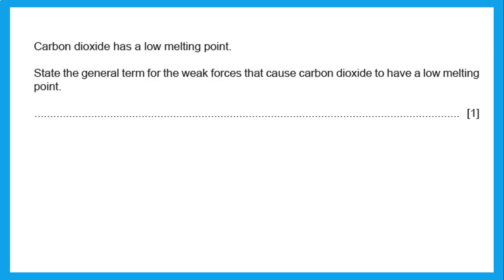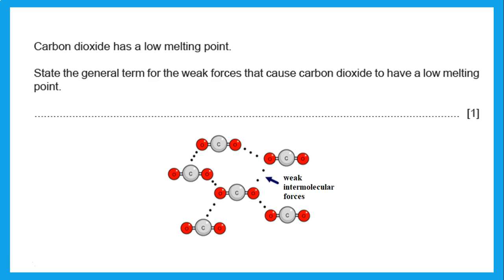This question says carbon dioxide has a low melting point. State the general term for the weak forces that cause carbon dioxide to have a low melting point. We said molecules like carbon dioxide have a low melting point, and we said they have a low melting point because they have weak attraction forces between molecules. Now, what is the general term for the weak attraction forces between the molecules? We call them intermolecular forces.